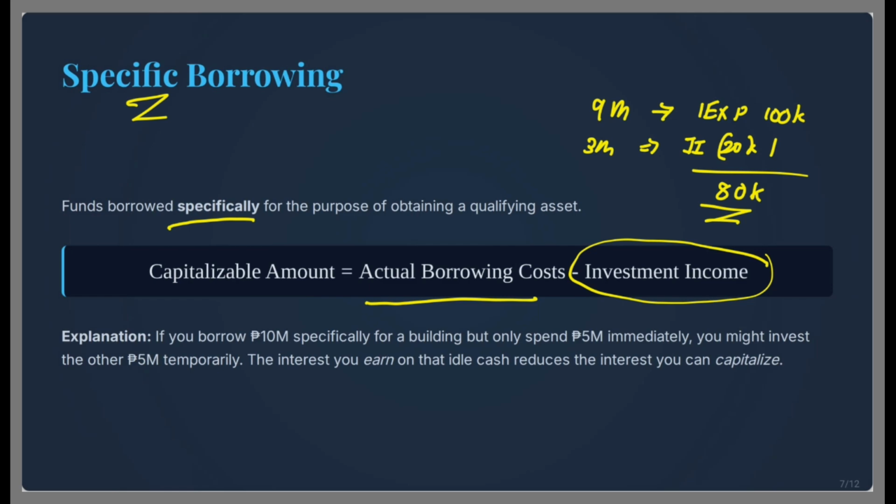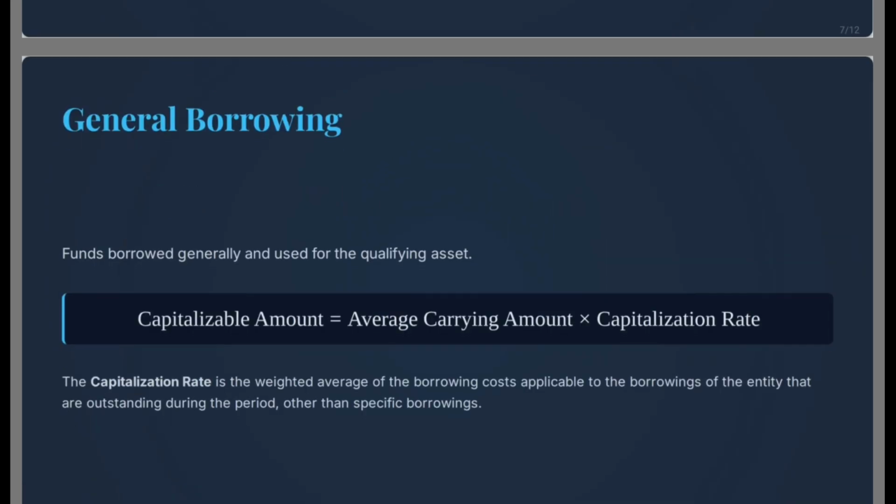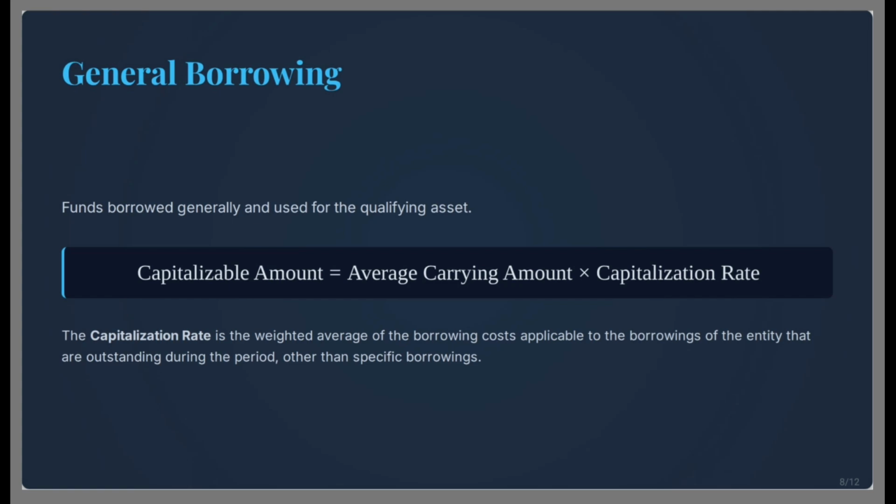So, malaking pera yun. Lalo na kung marami kang pinapasahod na tao, malaking bagay na i-invest mo muna yung malaking pera mo into time deposit for you to earn and cover a bit of your operational costs. Next, yung tinatawag na general borrowing. Funds borrowed generally and used for the qualifying asset.